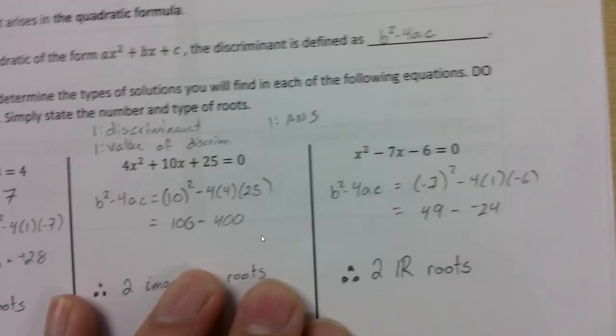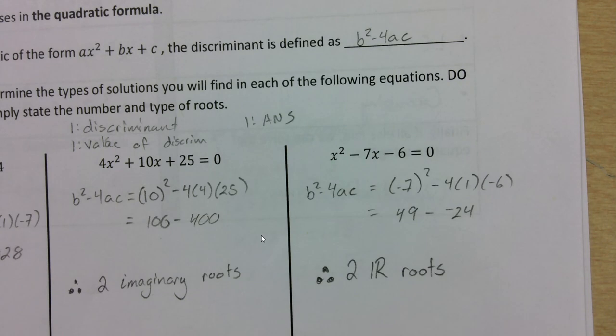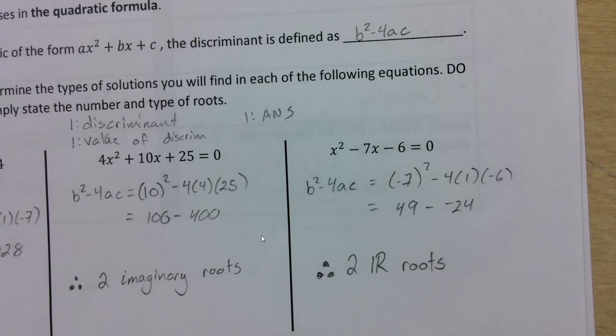Cool. The last one. The discriminant winds up being 75. I don't really care what the square root of 75 is. All I care is that it's a positive number and tells me there are 2 real roots. Cool.